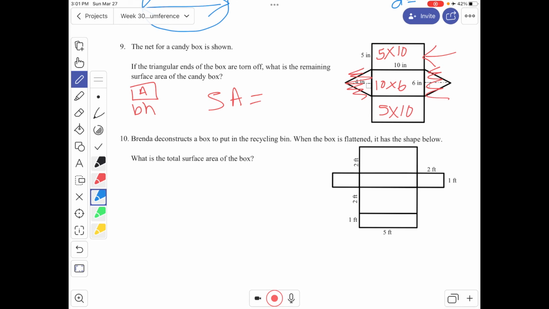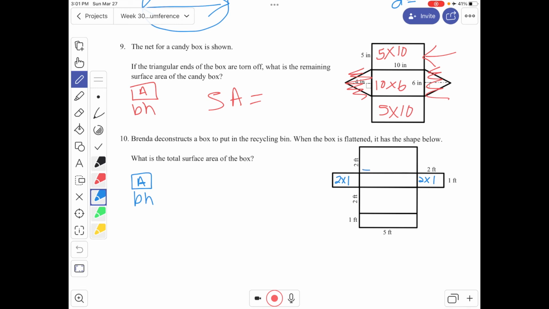Number 10. Brenda deconstructs a box to put in the recycling bin. When the box is flattened, it has the shape below. What is the total surface area of the box? Again, all the shapes are rectangles or parallelograms, so we need to use base times height. Well, these little pieces that are sticking out, that's 2 times 1, because the base is 2 and the height is 1. And the same would be over here.